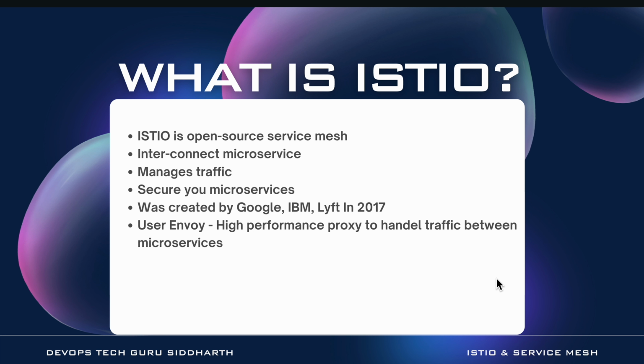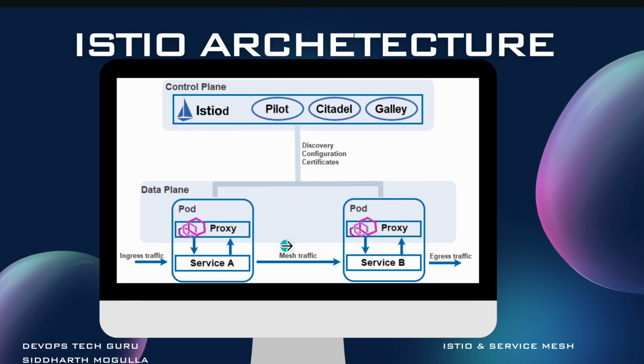secure your microservices. It was created by Google, IBM, and Lyft in 2017, and since then it has gained significant popularity in the cloud native community. Istio was built on top of Envoy, a high performance proxy that handles all traffic routing between the microservices. And this is the architecture of Istio.